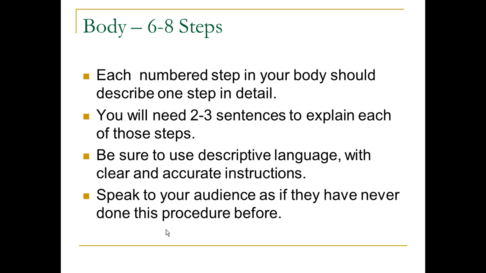Now, it is important to know, from the chart that we just went over at the beginning of the video as far as good characteristics of a procedural text, that each numbered paragraph or sentence in the body of a procedural text should describe one step in detail. So you need to have that, and I would say about 2 to 3 sentences to explain each step in really good detail. It is important to use descriptive language with clear and accurate instructions. So it is important to be the absolute master and all-knowing person about your topic, because you need to be able to tell people how to do it.